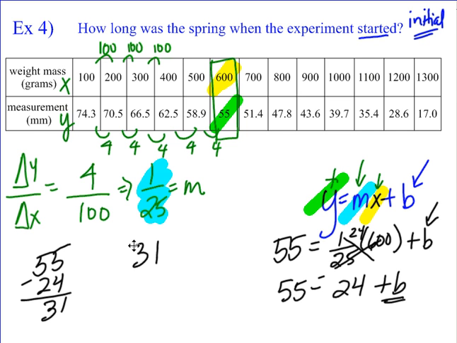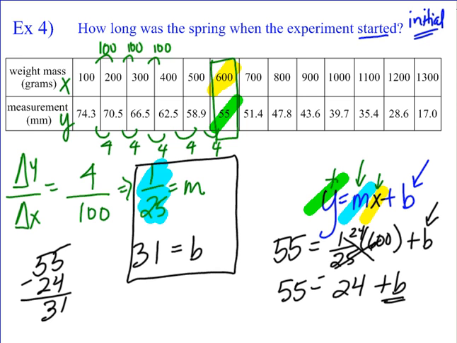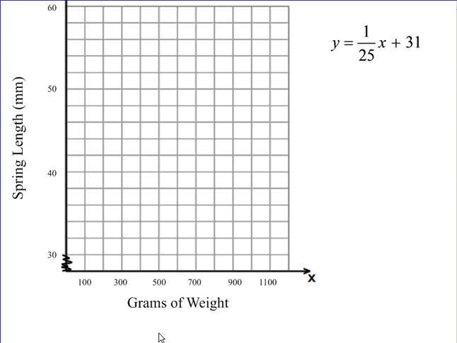So now that we know that 31 is the y-intercept, with this information, not only did we find out where the spring was when the experiment started, it started at 31 millimeters, we can also now write an equation of the line: y equals 1/25th x plus 31. And we can then find out at various weight mass grams that we're adding, how far it is going to stretch out.